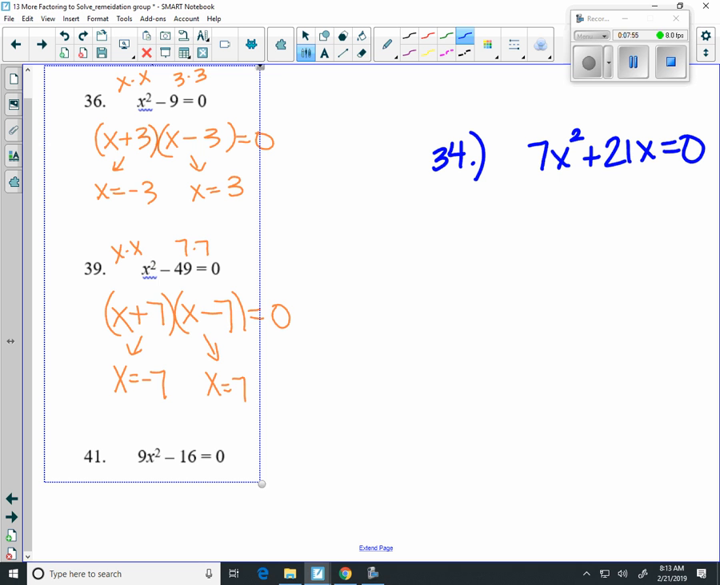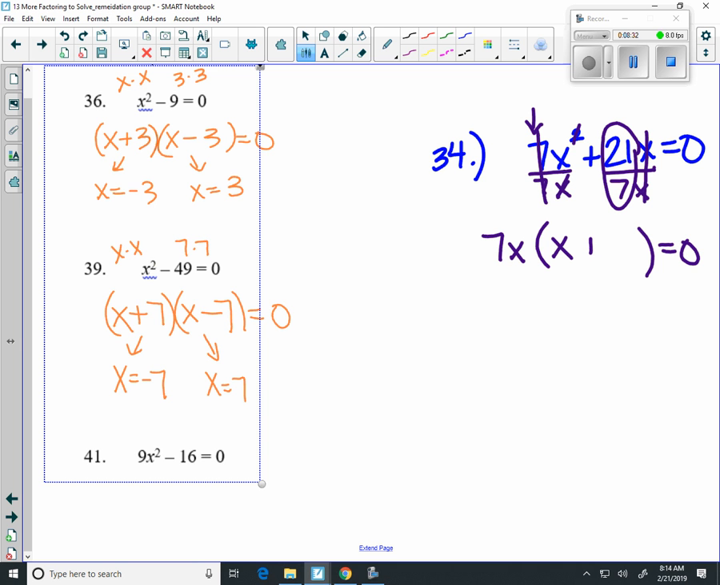I know this is a GCF problem because if I try to take the square root of 7 or 21, I get a decimal. So I'm going to look at the smallest number and see if I can take it out. And 7 does go into 21. So I can take a 7 from both numbers. And since both terms have an x, I can take an x. 7's cancel. X squared divided by x is just an x. My x's cancel. 21 divided by 7 is 3.